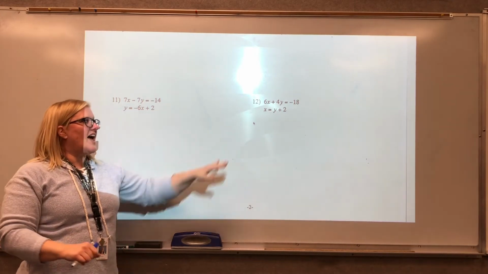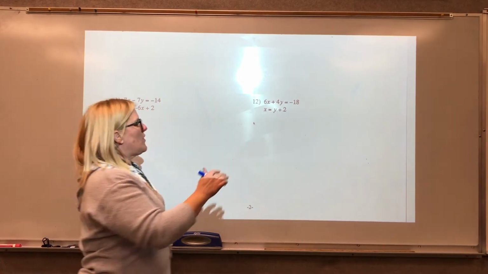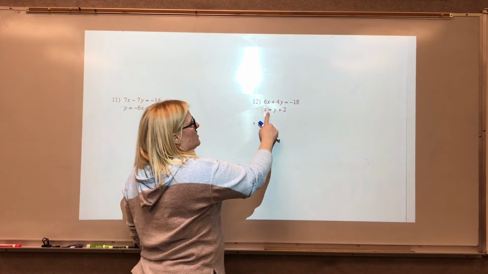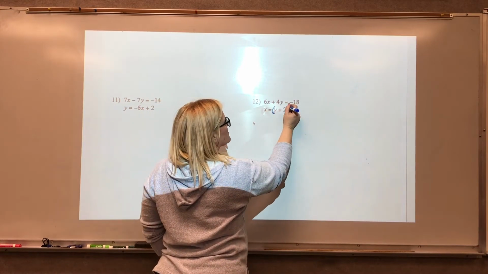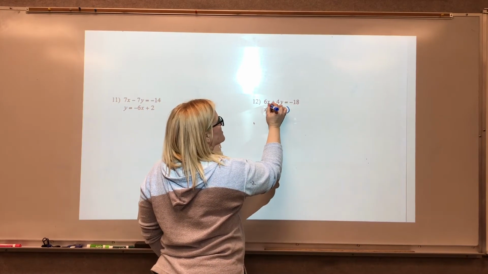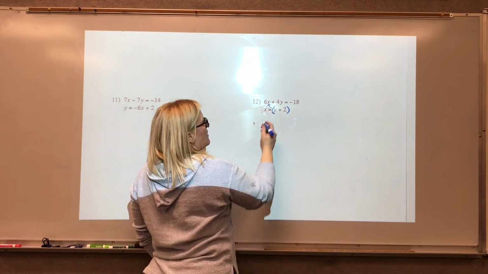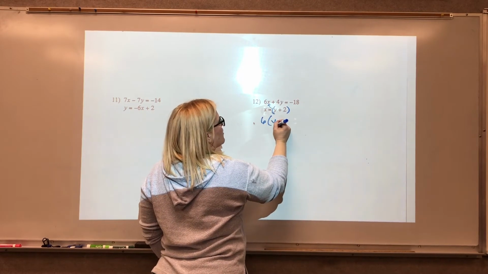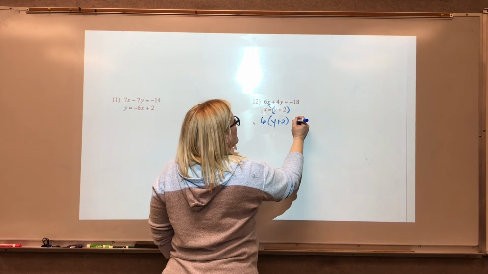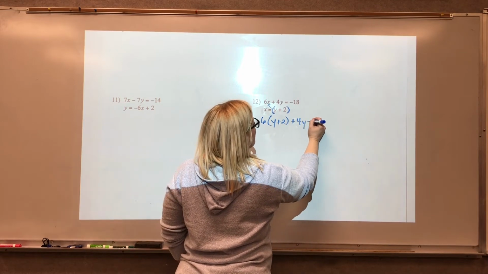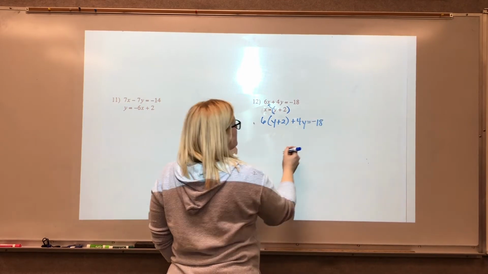Number 12, our last substitution. This time we have x by itself. So we're going to plug in this right here for this x right there. So we have 6 times y plus 2 plus 4y equals negative 18.